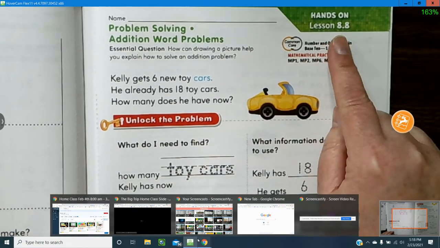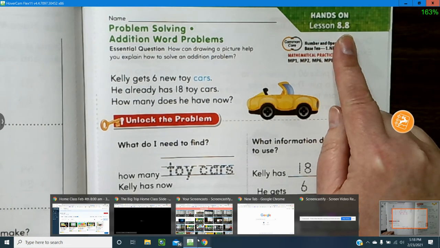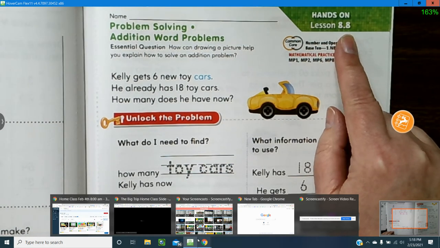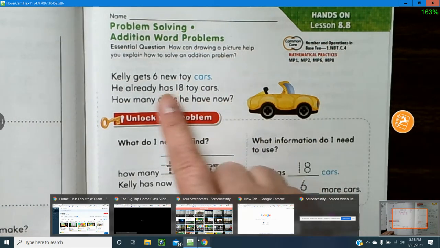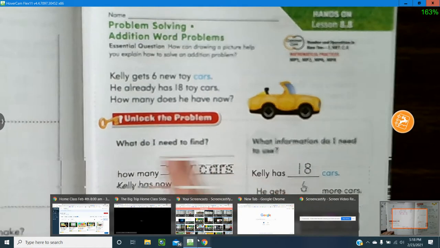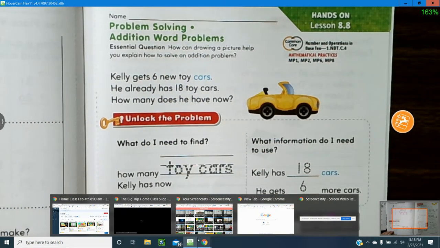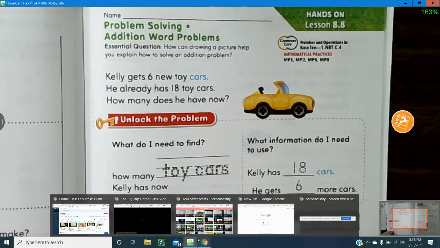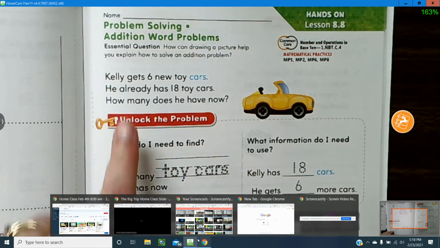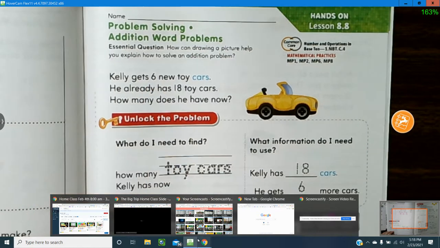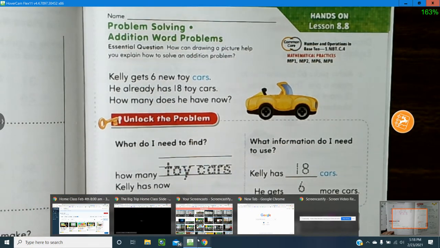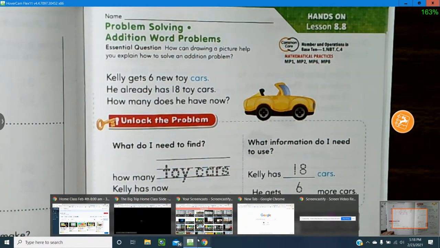We're in lesson 8.8 today. We're still going to be using those tens and ones to add today, boys and girls. We're going to be solving problems with them. Sometimes in the real world, it's not just all written out for us what our numbers are that we have to use. Sometimes we have to think about what's happening and find out what information we need. So that's what we're going to talk about with these story problems today. Let's go ahead and begin.